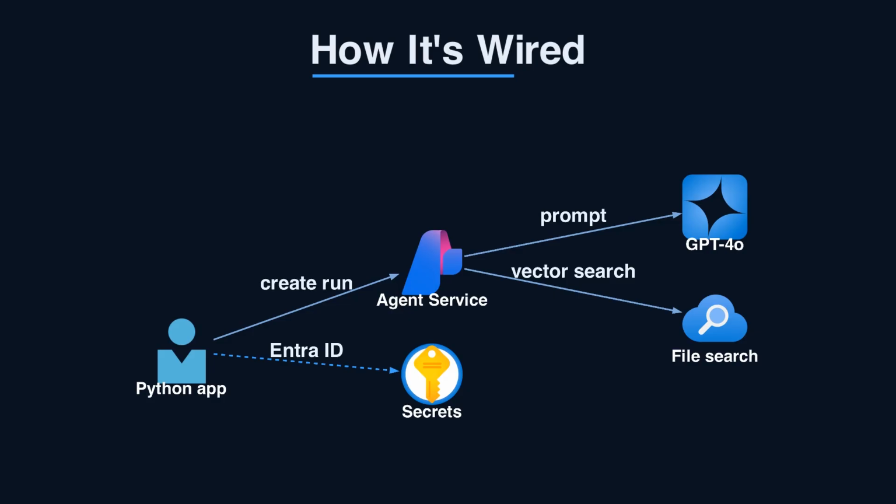The key architectural point: the orchestration loop runs inside the managed service, not in your process. You don't write the while loop that parses tool calls and reprompts the model. The service does that. Your job is to define tools, handle function callbacks, and poll for results. Identity flows through Microsoft Entra ID, so no API keys sit in your app.